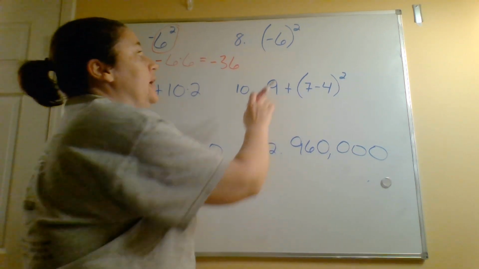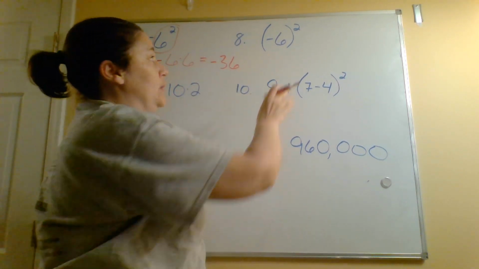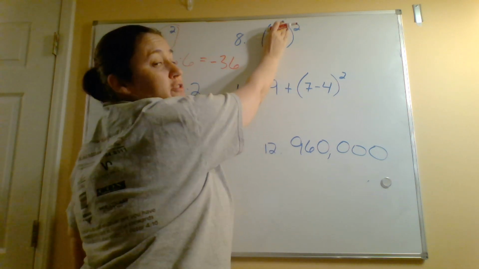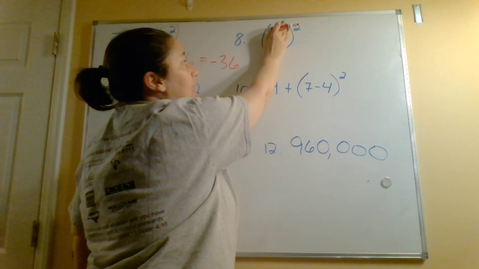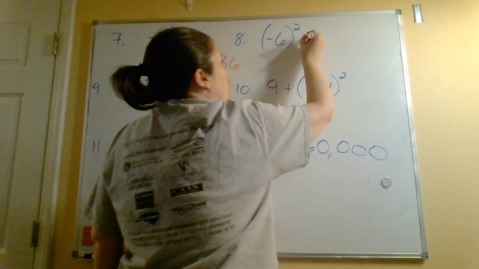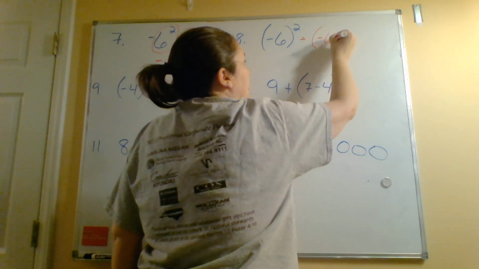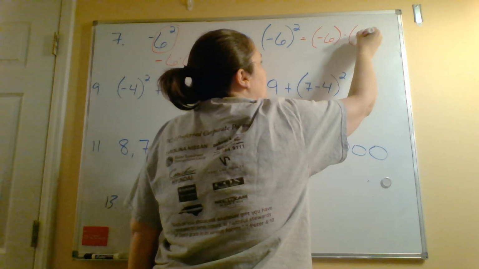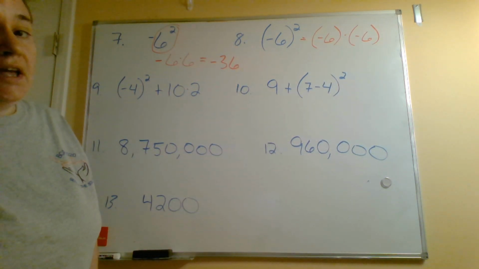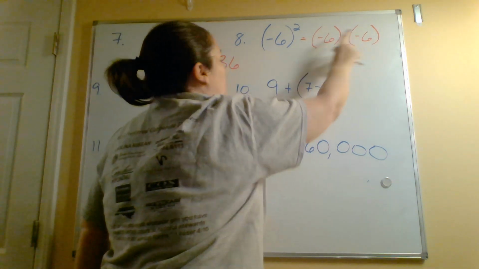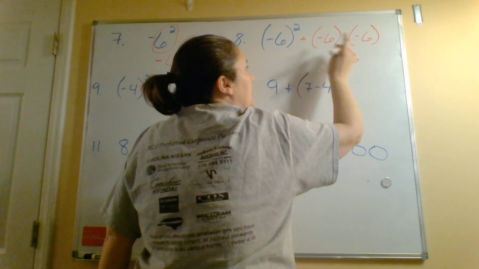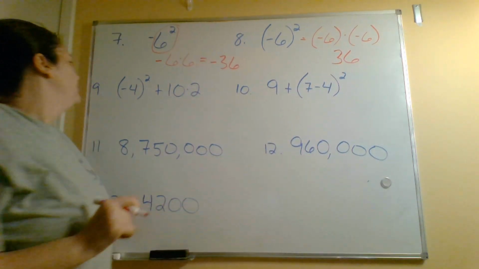The answer for number 8 is a little bit different. When you have parentheses and a squared, it doesn't matter what's inside those parentheses. You have to write whatever's inside those parentheses that many times. So you will write parentheses, negative 6 times parentheses, negative 6. So this one is different. There are 2 negative signs in this problem instead of just one. 6 times 6 is 36, same sign, positive.